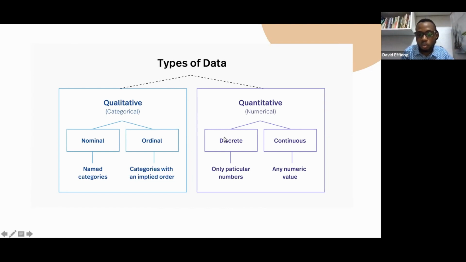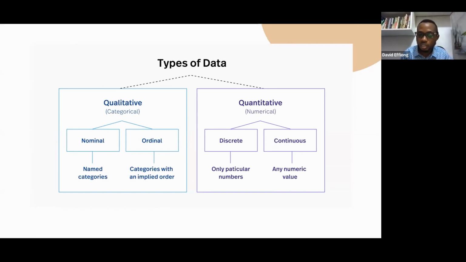And then numerical data could either be discrete or continuous. What's discrete data? Discrete data are data that only have particular numbers. Say, for example, I have one child, I have two children, I have five children. I cannot have 1.2 children, right? Now, compared to that, continuous data can be any numerical value.